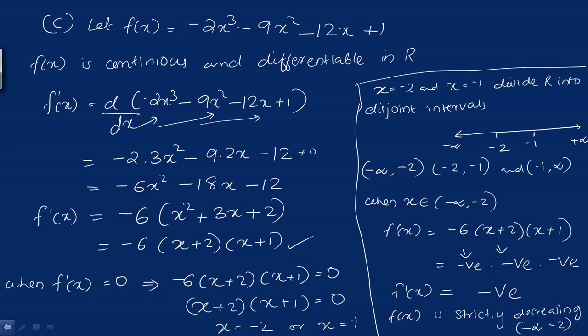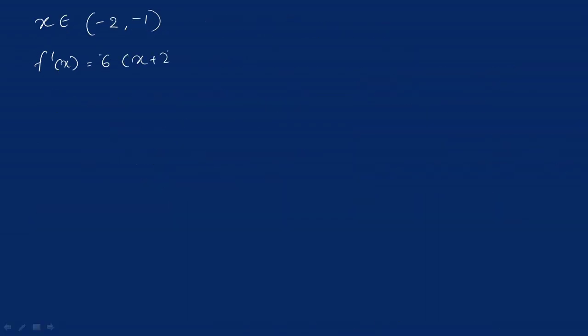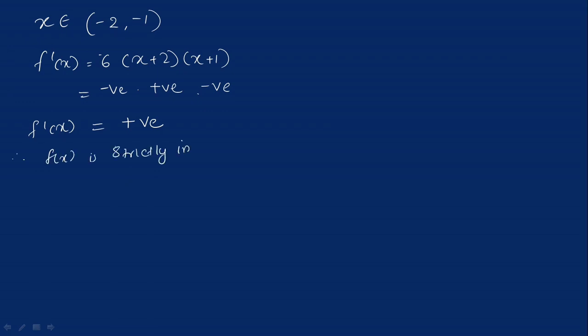Now in the next interval, that is minus 2 to minus 1, when x belongs to the interval minus 2 to minus 1, we can write the equation for f dash of x, that is minus 6 into x plus 2 into x plus 1. Again, we are applying the value for x in between minus 2 to minus 1. We have minus 6 as a negative quantity, x plus 2 becomes positive, and x plus 1 is again a negative quantity. So we have f dash of x negative into positive, that is negative, into negative, positive. So f dash of x is a positive quantity, so we can write f of x is strictly increasing in the interval minus 2 to minus 1.